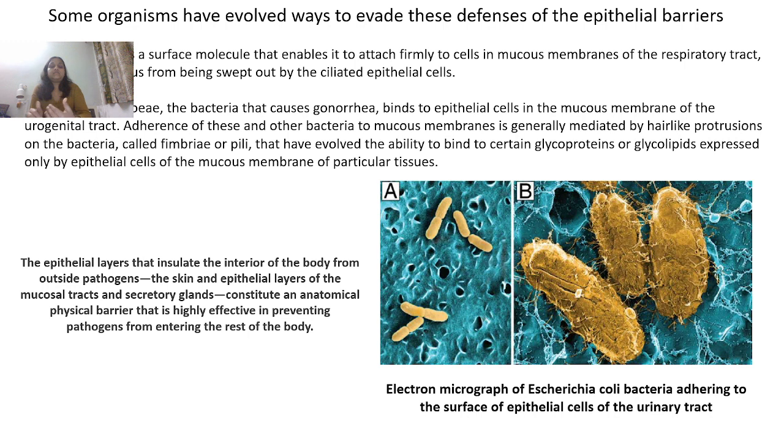So what is the function of the epithelial layers? It insulates the interior of the body from outside pathogens, the skin and epithelial layers of the mucosal tract and secretory gland. It constitutes an anatomical physical barrier that is highly effective in preventing pathogens from entering the rest of the body. So constantly there is a removal of these pathogens from our body, while pathogens also try to evade this system by constantly evolving their structures.